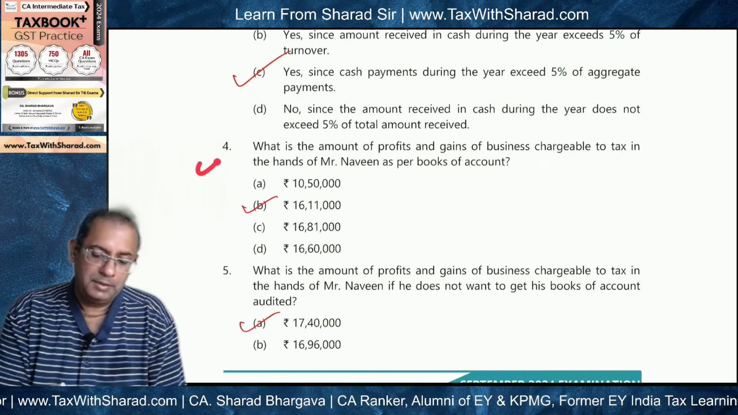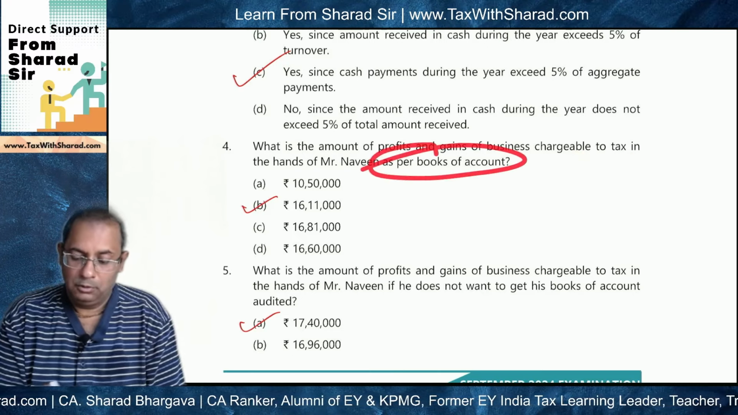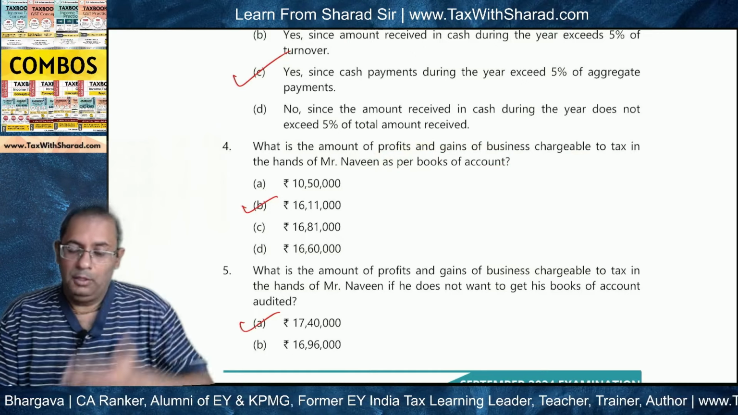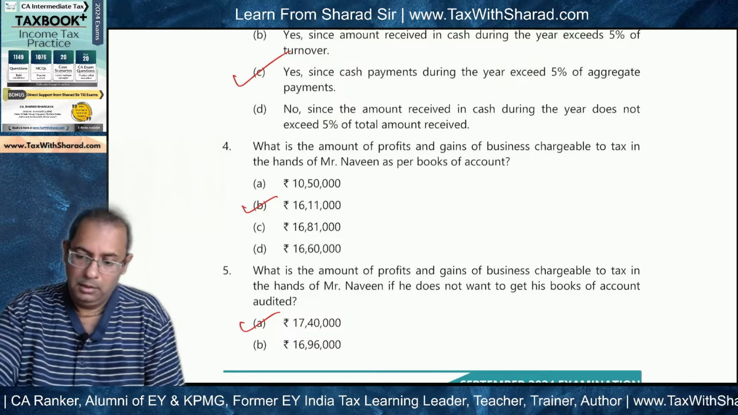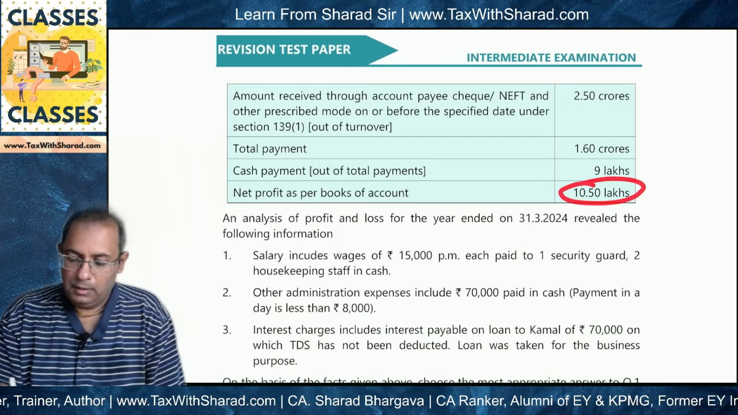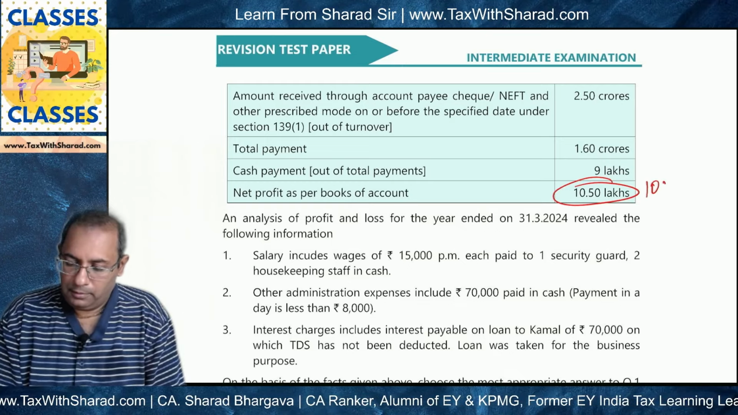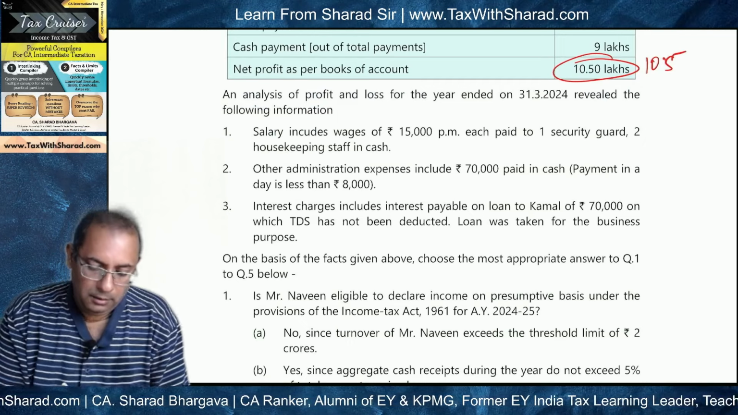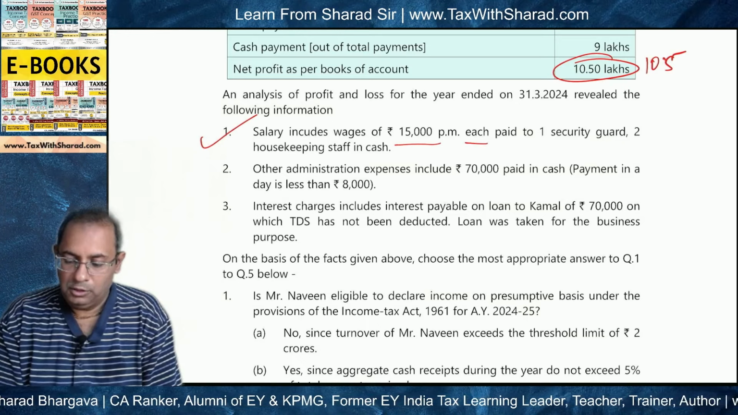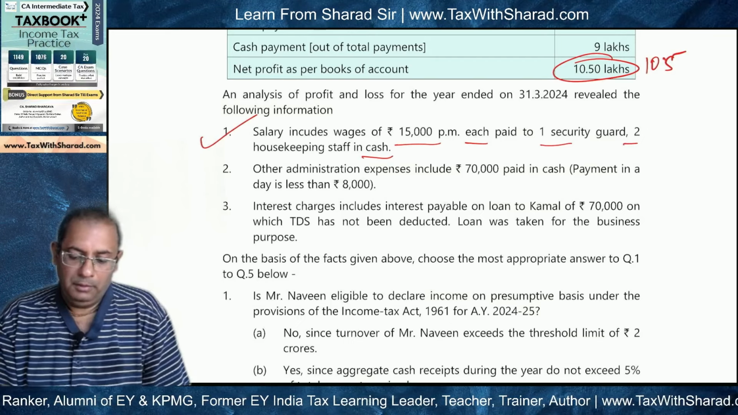Okay. Next, what is the amount of profits and gains of business chargeable to tax in the hands of Mr. Naveen as per books of account? So we are not talking about 44AD, because as per books of account, the normal computation will apply, and now we need to see what will be the position. So we start with net profit as per books of account, which is 10.5 lakh. Okay. And now we look at the three adjustments here. Number one is what? Salary includes wages of 15,000 per month each paid to one security guard and two housekeeping staff in cash. And section 40A(3) will be hit here.